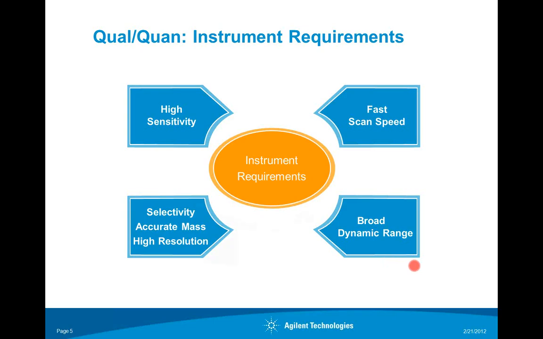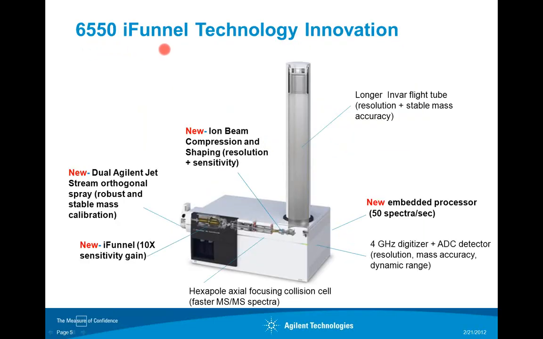So with technology innovation, Agilent has developed a new 6550 iFunnel Q-TOF mass spectrometer. This new platform incorporates a number of new technologies, including the iFunnel technology, which provides a 10-fold increase in sensitivity compared to our previous model, the 6540 Q-TOF. The dual Agilent system provides robust and stable mass calibration through the entire run.